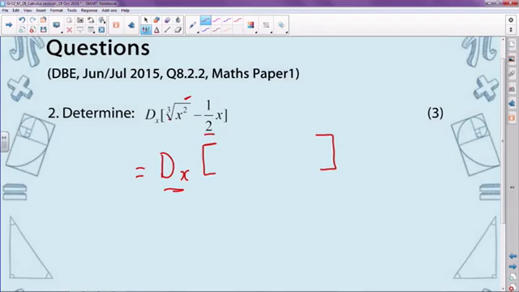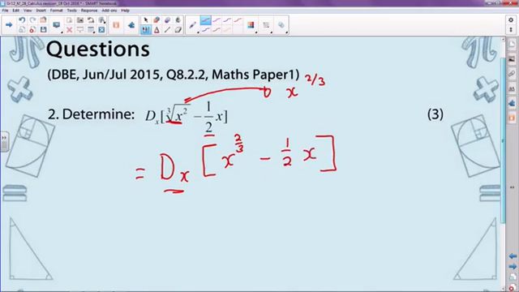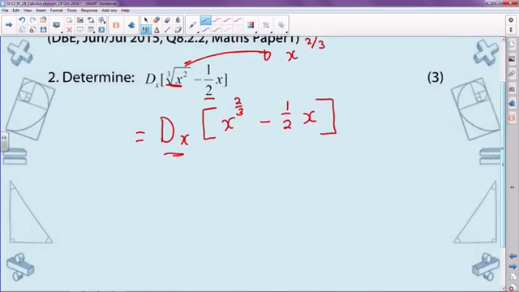All right, so I need to rewrite the cube root of x squared. Remember from exponents, this will be the same as x to the power 2 over 3. So I rewrite the cube root of x squared as x to the power 2 over 3 minus a half x. So now I've got individual terms. I've got two terms. There's no surd sign, so no square root, cube root, fourth root, etc. And there's no x in the denominator.